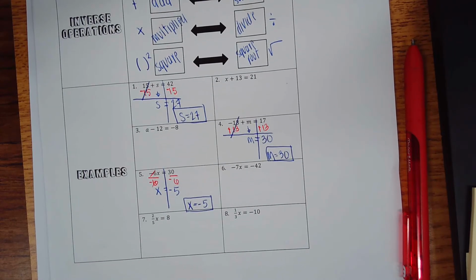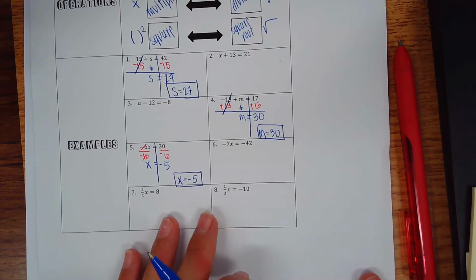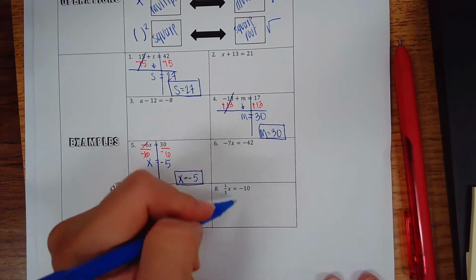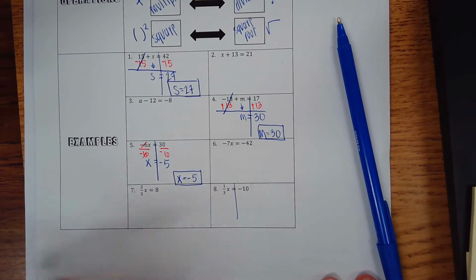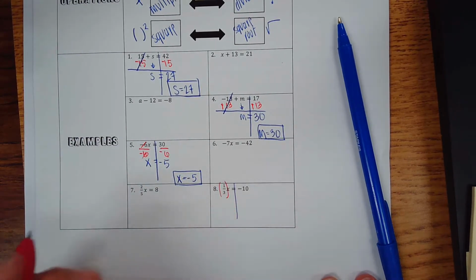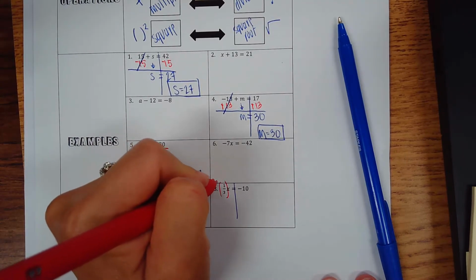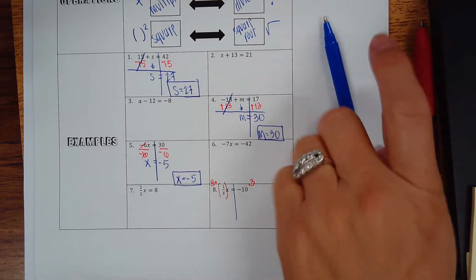All right, so let's look over here at number 8. Oh goodness, it's a fraction. I'm going to draw my line down, and in order to get rid of this fraction, the easiest way to clear it is to multiply it by its denominator. So I'm going to multiply this side by 3, and I'm going to multiply this side by 3.